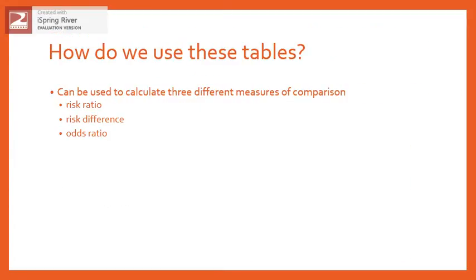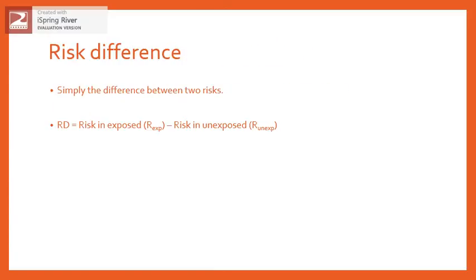Okay, so we still haven't gotten to the point of these tables. It's really to calculate these 3 measures of comparison. Without the table, it's not as clear-cut how to calculate these. These make it nice and simple. So first let's talk about the risk difference. This is probably the most straightforward of the 3.